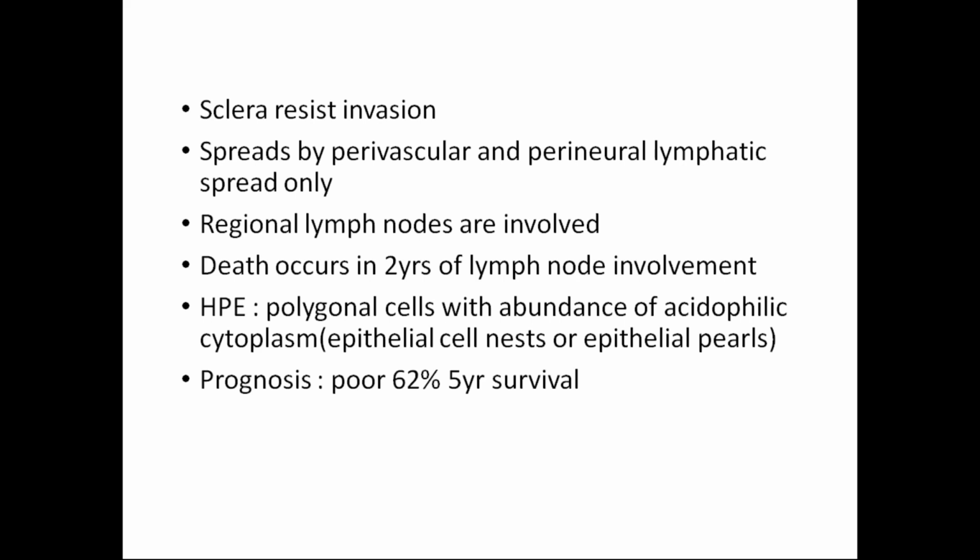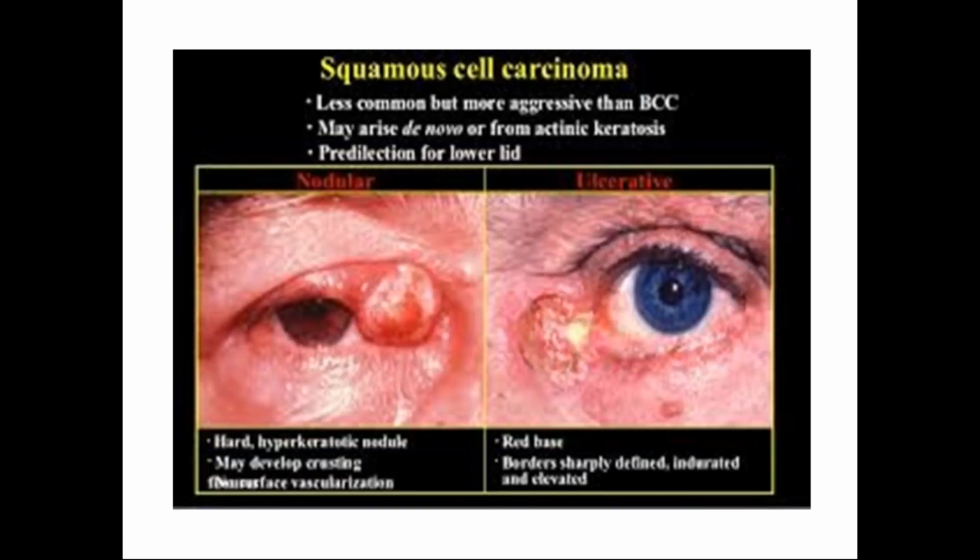The classic appearance is epithelial pearls or the keratin pearls, which are commonly seen in squamous cell carcinoma, and usually prognosis is poor. 62% 5-year survival is commonly seen. So this is an example of squamous cell carcinoma which you see, and this is an ulcerative variety of squamous cell carcinoma. This first picture is the nodular variety of the squamous cell carcinoma.